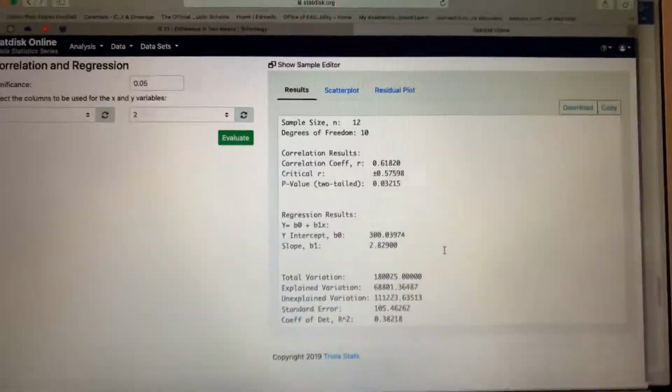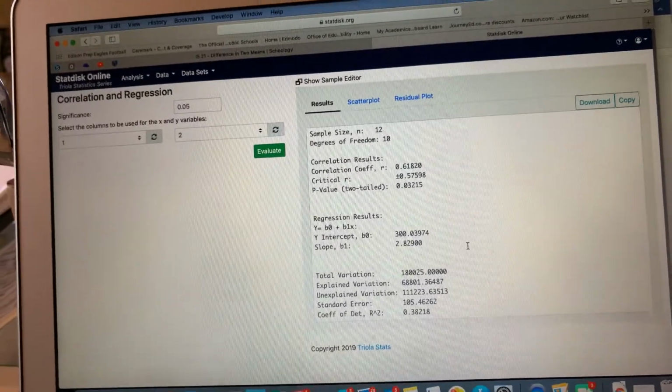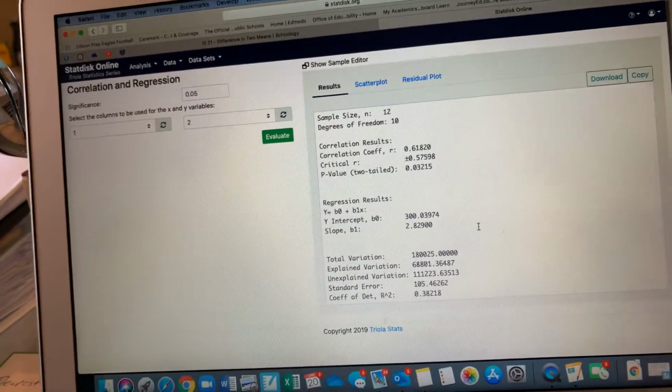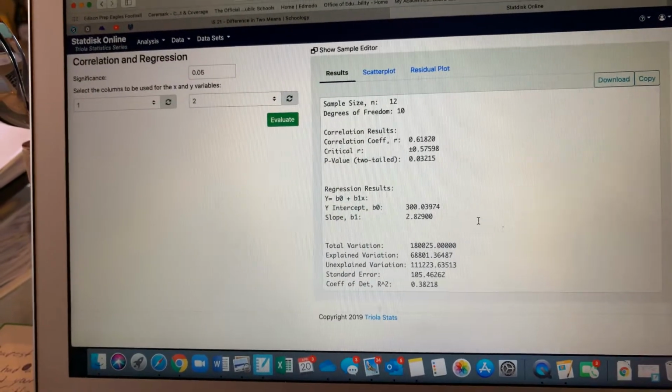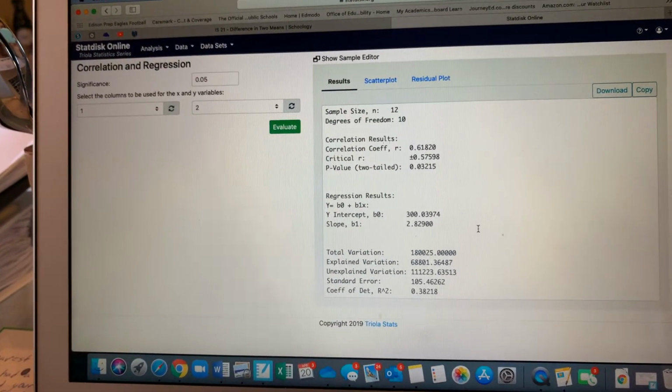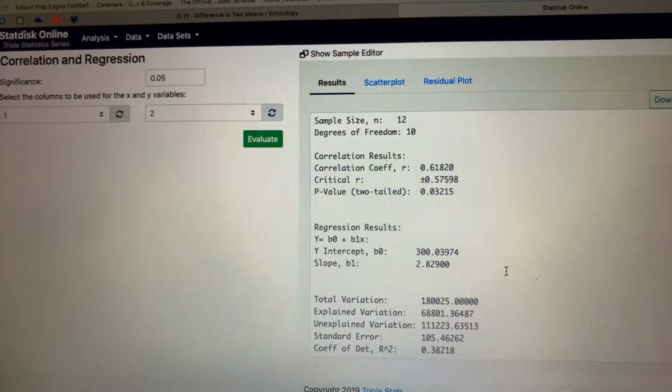And I can already hear some of you thinking, oh my gosh, that's a lot to deal with. It does have a lot of information here, so we need to learn how to pick out what we want. So let's read from the top. It says sample size is n equals 12. Well, yeah, there were 12 movie candies. And then the degrees of freedom is 10.